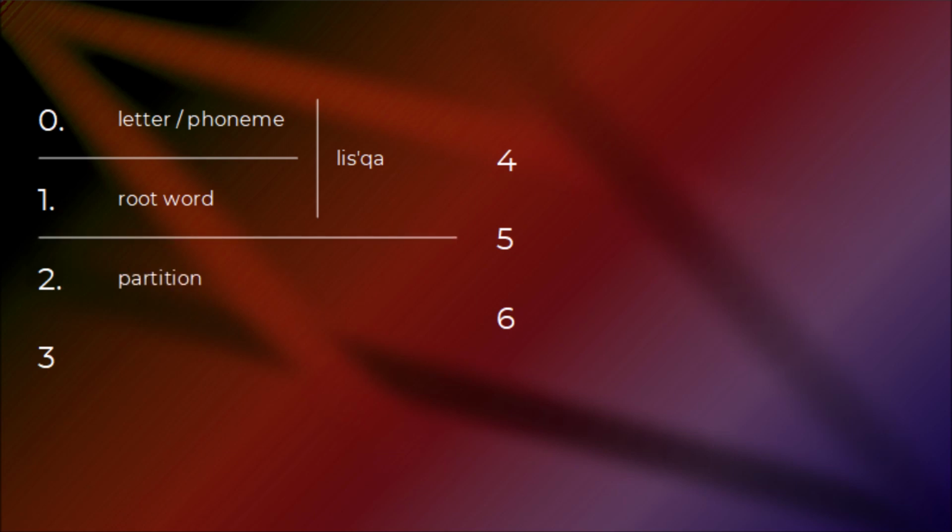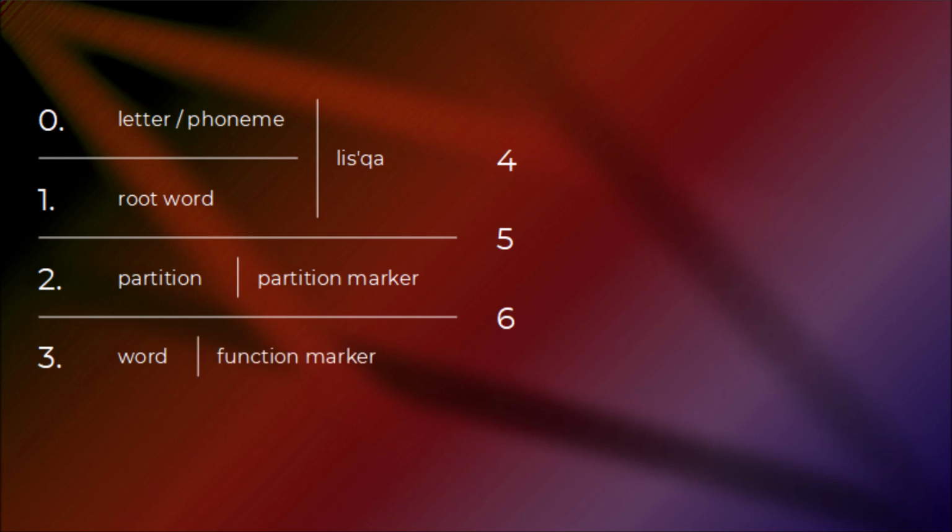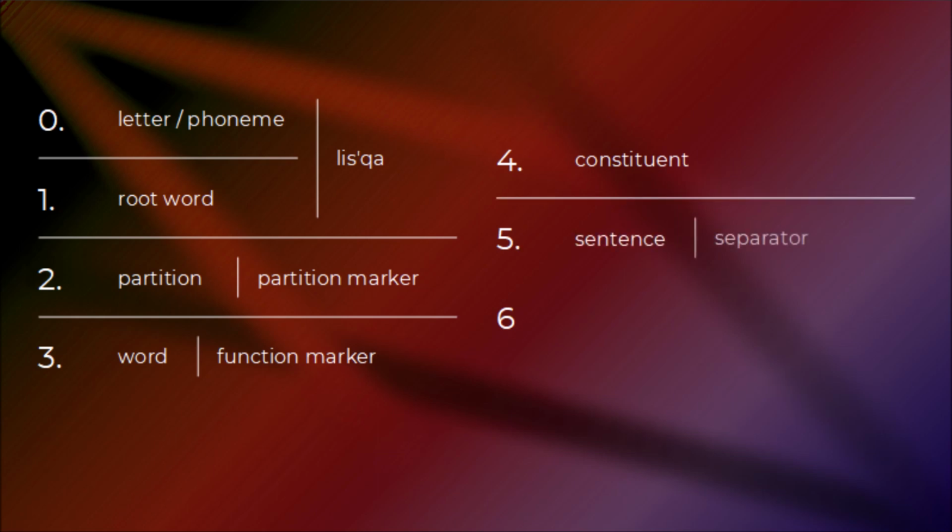On the second level, we find partitions as well as the partition markers. We'll get to explaining more in detail what each term means, but for now, I'd like to just gloss over the different levels there are and the different units that exist on each level. The third level is the word level. It is also home to the function markers. On the fourth level, we find constituents, and level 5 is the sentence level. This level also contains the separator marker. The sixth level, finally, is the text level.